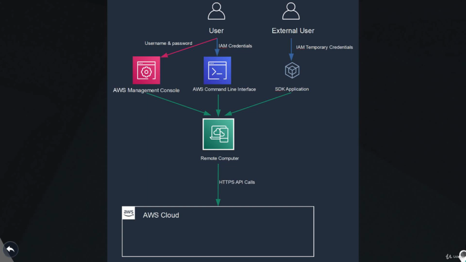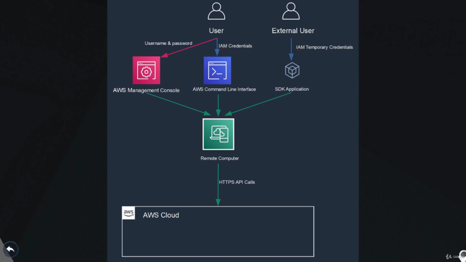The second option there is that we could have an IAM user download IAM credentials in the form of an access key and a secret to go with that access key. And so if that is presented to the AWS command line interface application that is running on that remote computer, that will authenticate that IAM user, and that IAM user will then be able to issue command line interface commands to the AWS cloud.